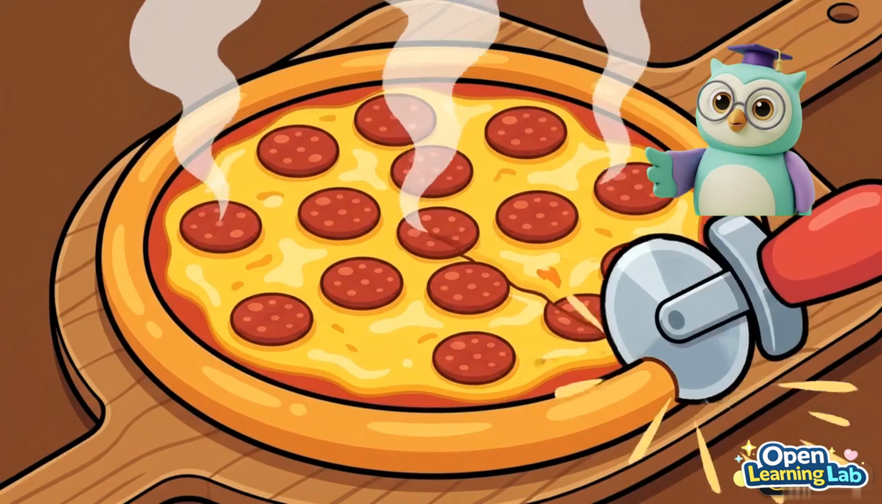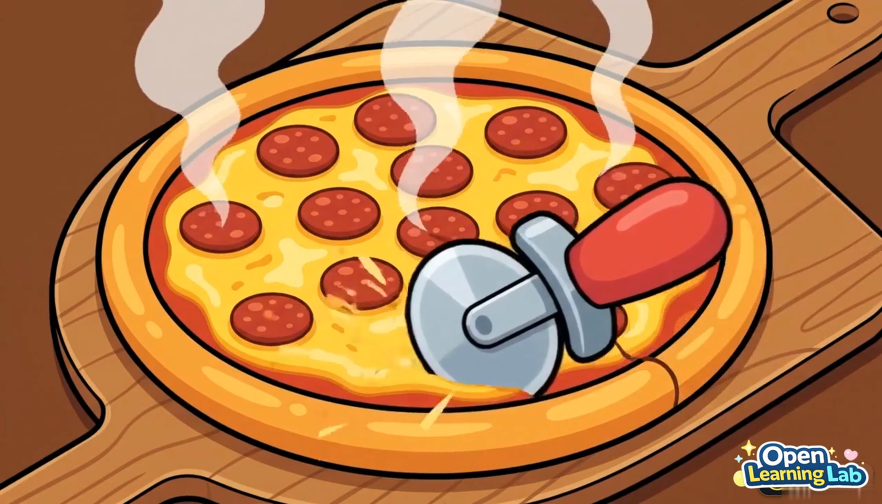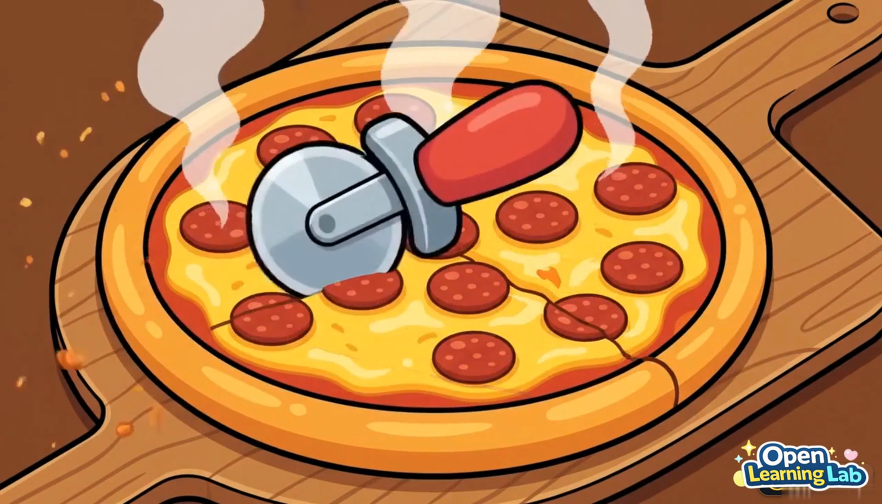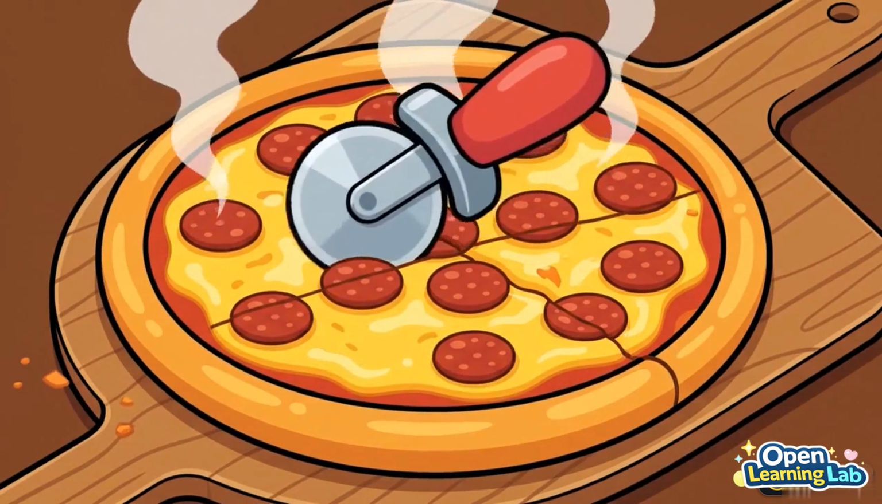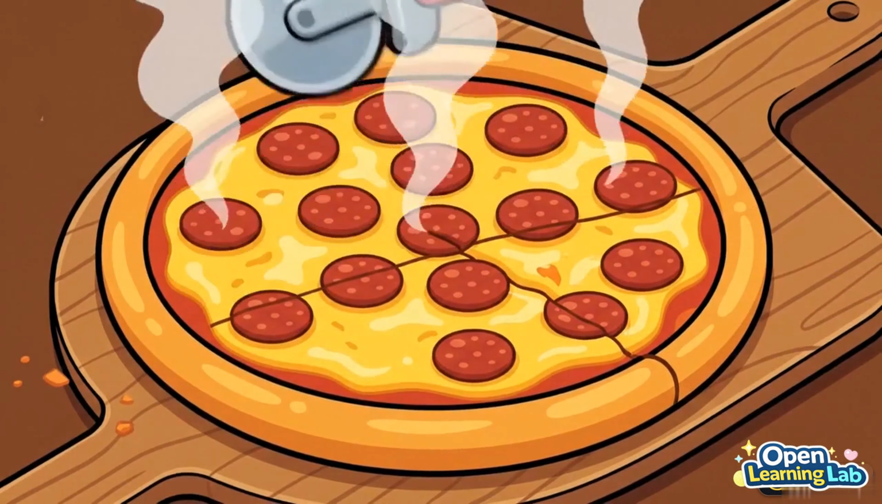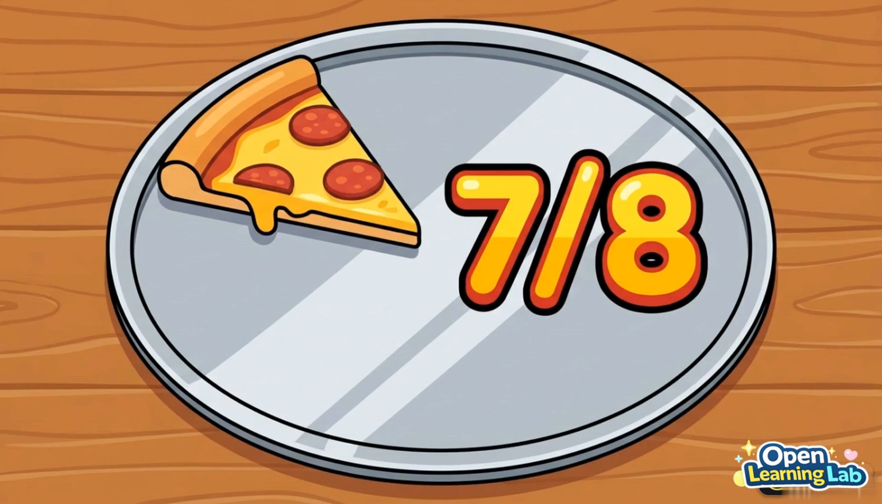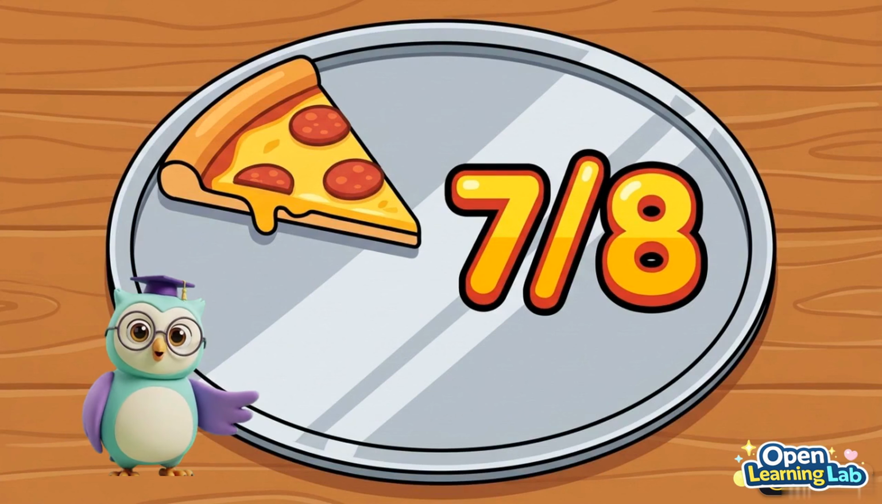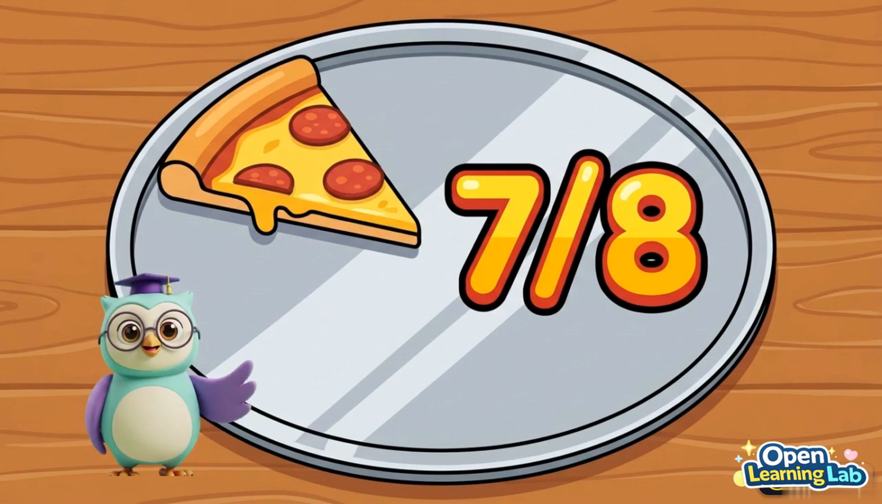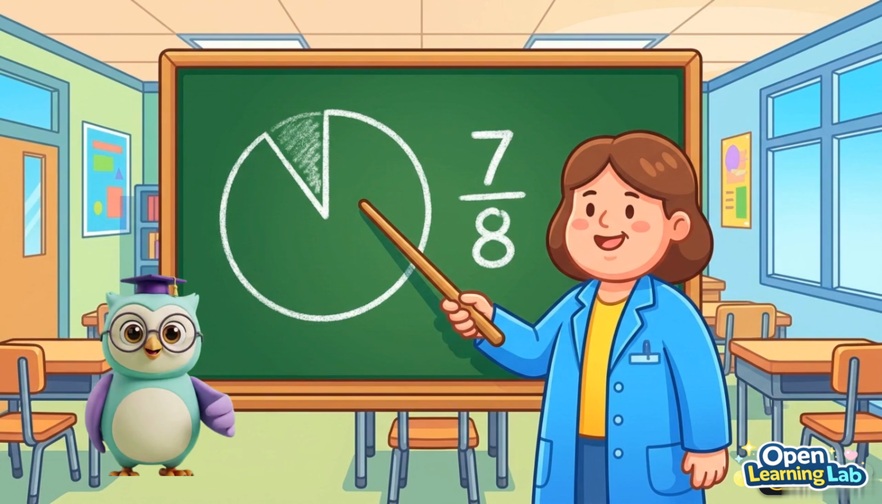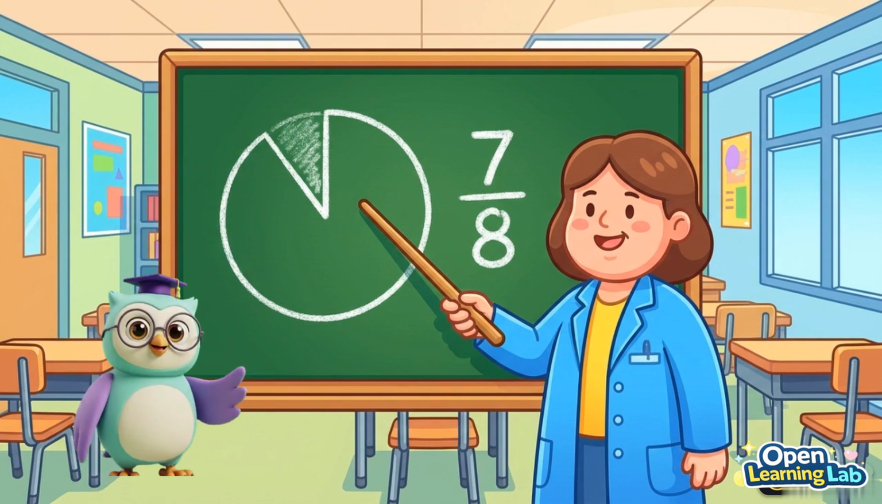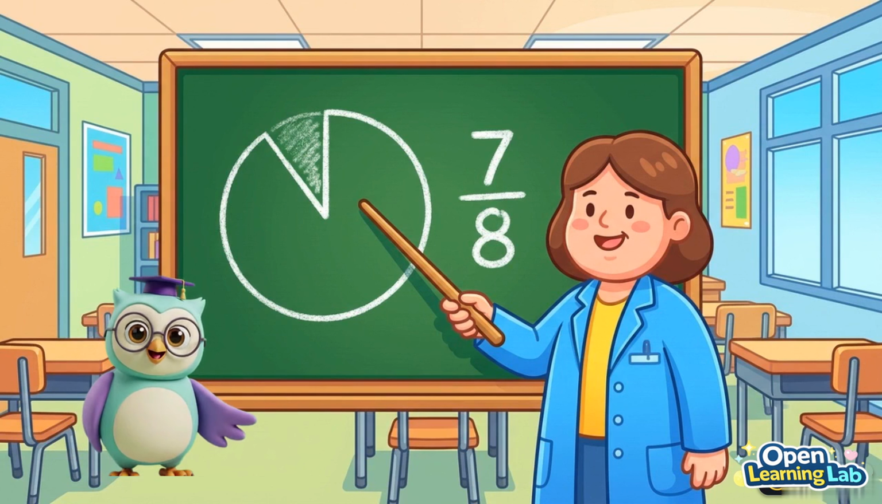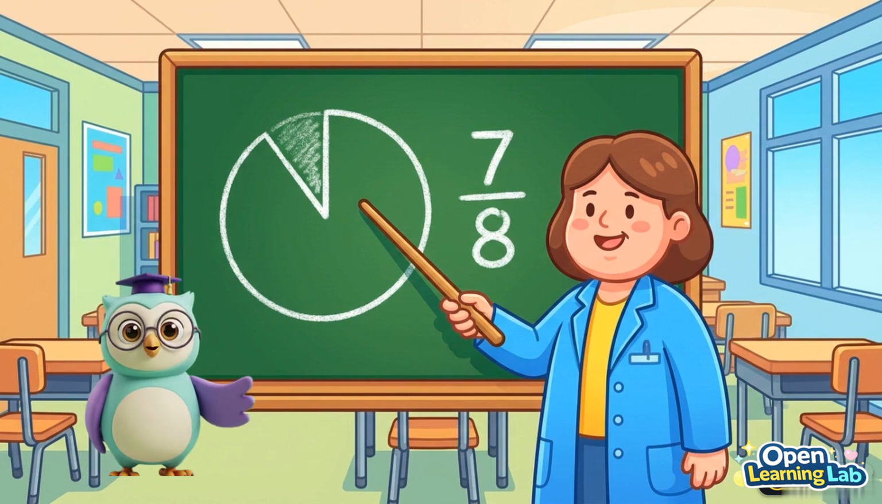Remember that massive pizza from the start of the video? Watch closely as it is rapidly cut into exactly 8 thin, perfectly equal slices. If you eat 7 of them and leave just 1 on the tray, you've consumed 7/8 of the pizza. Using these numbers allows us to show exactly how much of the pizza is gone and how close we are to finishing the entire thing.